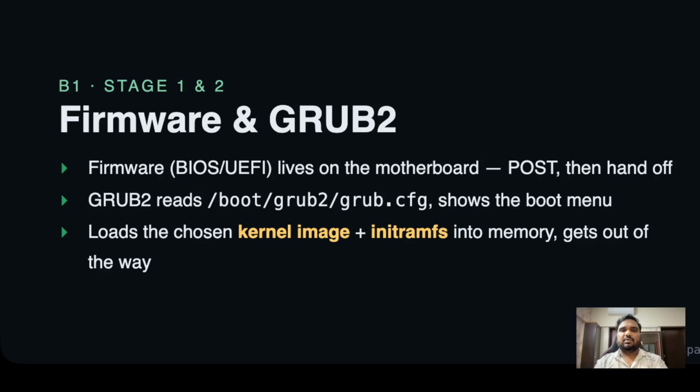Stage 2 is GRUB, the Grand Unified Bootloader. It reads its configuration from /boot/grub2/grub.cfg and shows you that menu where you pick a kernel. Whenever you work in a lab environment, you have all seen that black screen with the list. It then loads the chosen kernel image plus something called initramfs into memory. That's GRUB's entire job: find the kernel, load it, get out of the way.